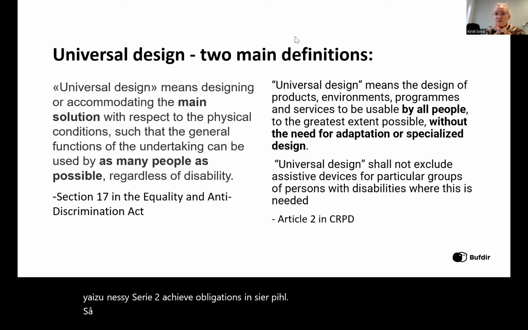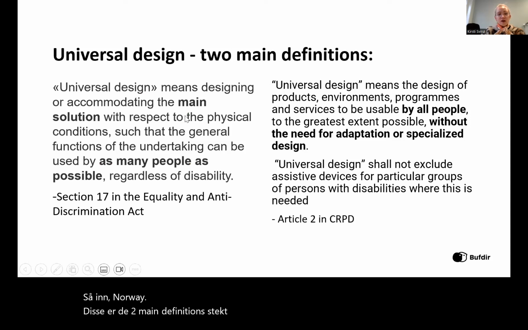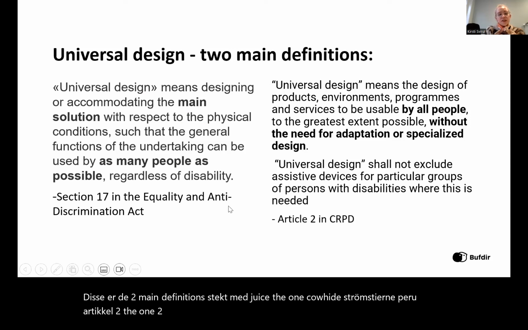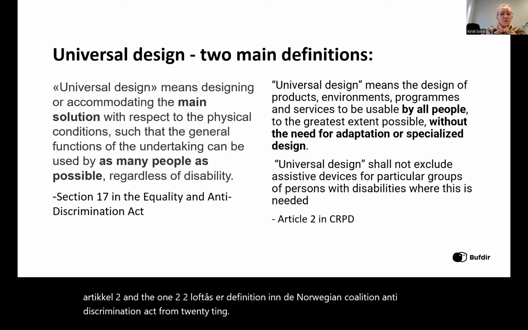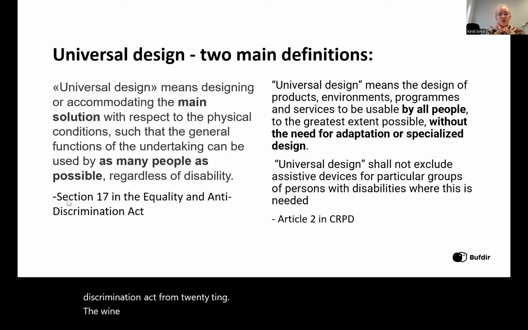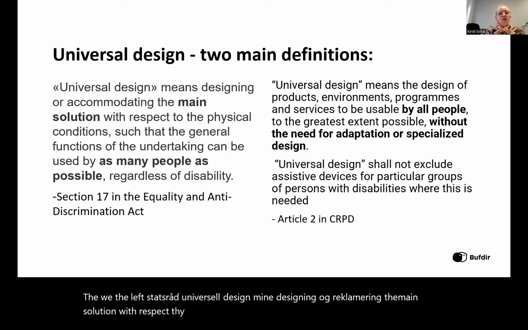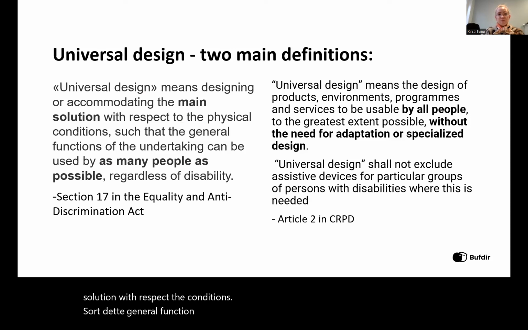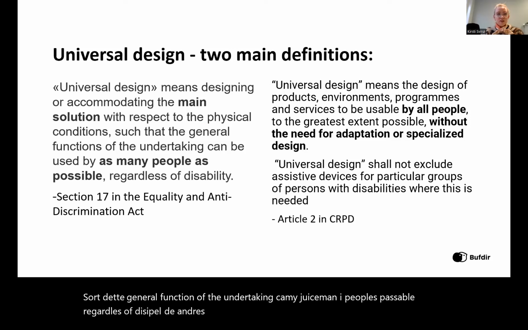So in Norway, these are the 2 main definitions that we use. The one to the right is from CRPD, Article 2, and the one to the left is a definition in the Norwegian Equality and Anti-Discrimination Act from 2018. The one to the left states that universal design means designing or accommodating the main solution with respect to the physical conditions, such that the general function of the undertaking can be used by as many people as possible, regardless of disability. Now, this is my translation, so I apologize for any bad wording.